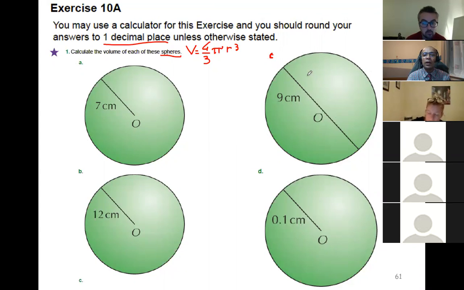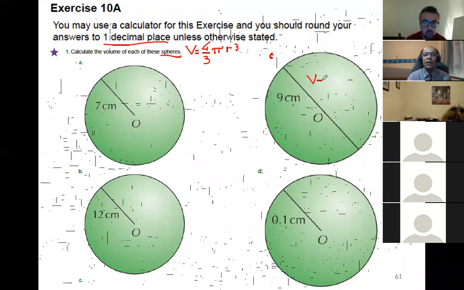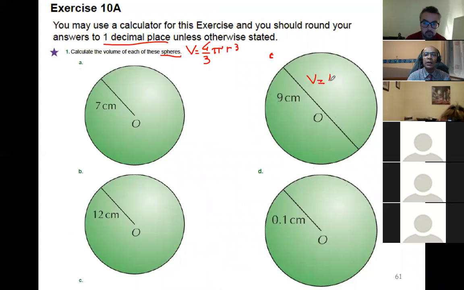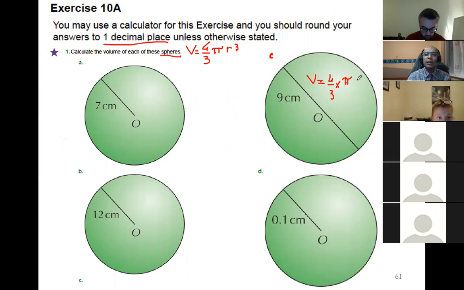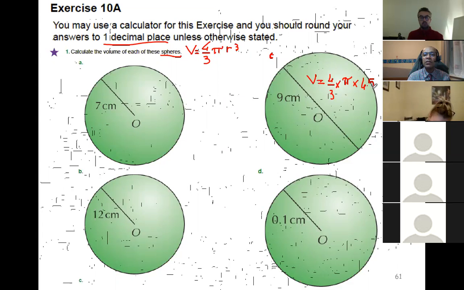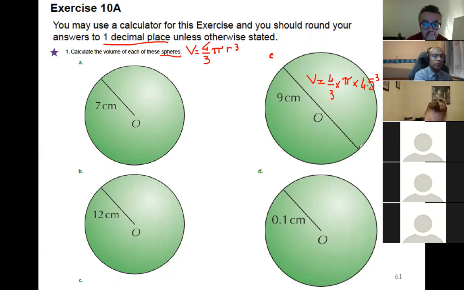So V equals 4/3. I'm going to use my calculator. Times pi, times, what's r? 4.5. Yeah. So that was the only difficulty for this one, is to know that you've been given a full diameter.